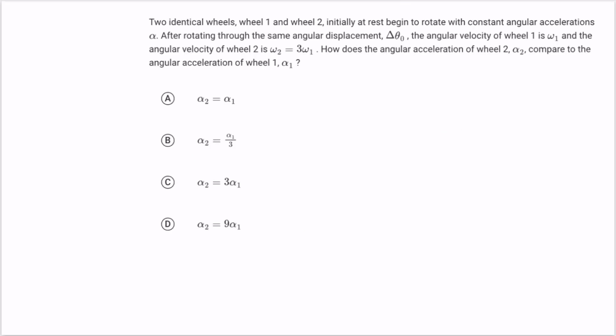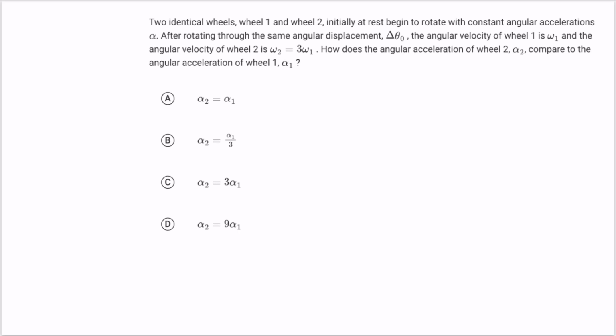So in this problem, we have two identical wheels, wheel 1 and wheel 2, and they're both initially at rest before they begin to rotate with constant angular accelerations, alpha. After rotating through the same angular displacement, the angular velocity of wheel 1 is omega 1, and the angular velocity of wheel 2 is omega 2, which is equal to 3 times omega 1. So clearly, wheel 2 was accelerating with a greater angular acceleration.